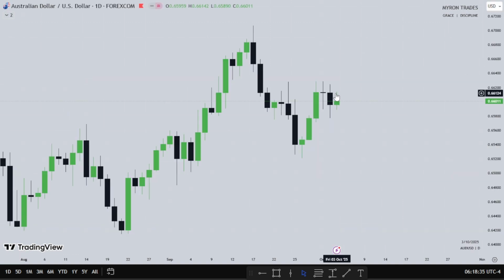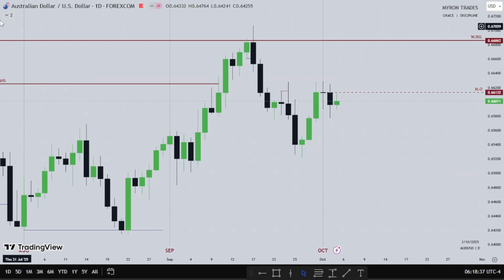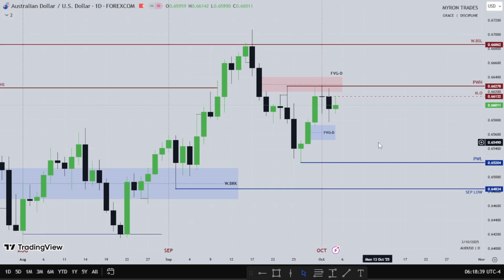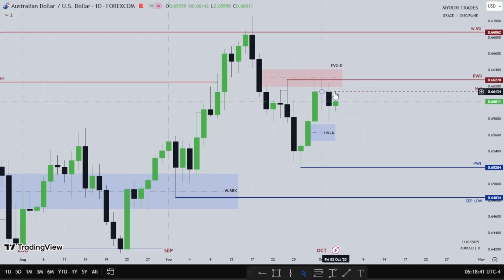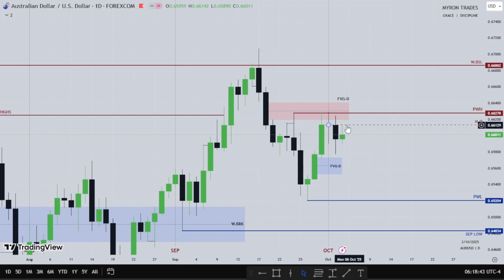Okay, one more. Australian dollar, right? Okay, AUD USD. So I've been watching AUD USD as well. So for AUD USD, right, we see Monday trade higher, Tuesday trades higher, then Wednesday trades into this fair value gap, then Thursday we see a retracement.